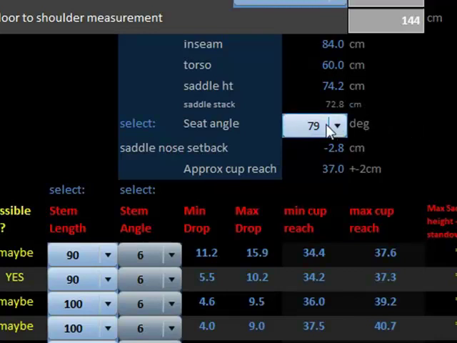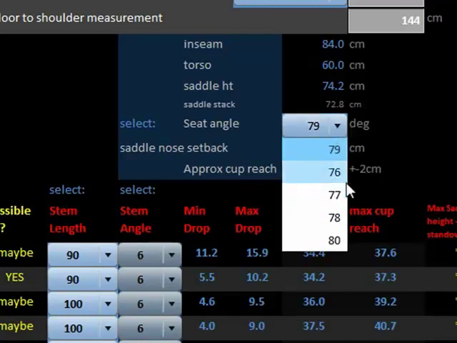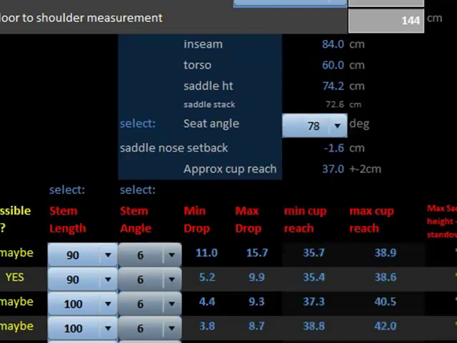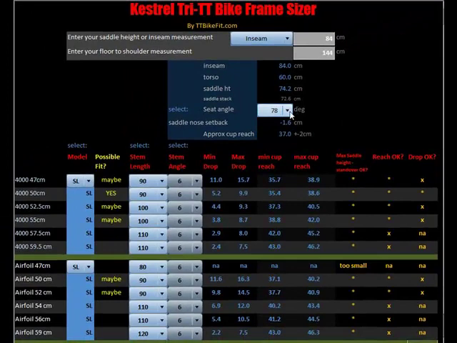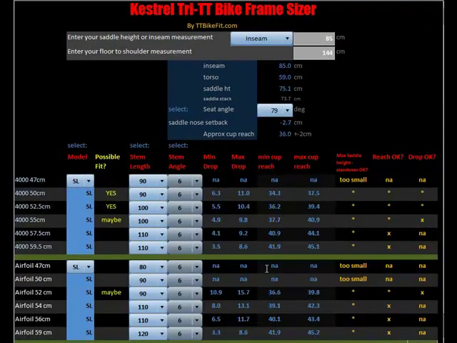If you do happen to know the seat angle or the saddle nose setback that you should be at, or that a fitter has told you should be at, you can certainly change this seat angle, and that's going to change the position of your saddle, and it's going to change these reach and drop measurements somewhat. If you know the drop that you're looking for and or the reach that you're looking for, then you can use this to pretty easily zoom in on which frame is likely to work for you.